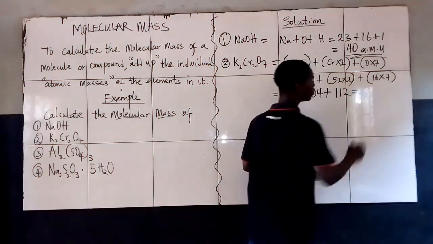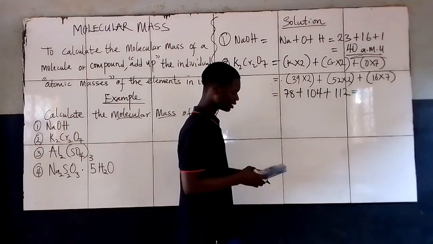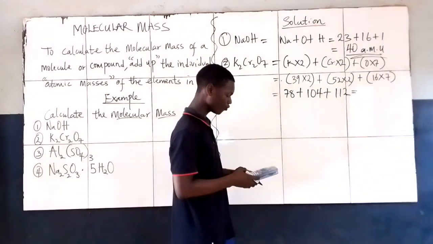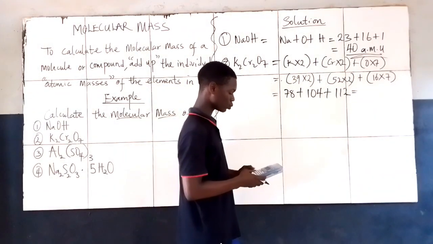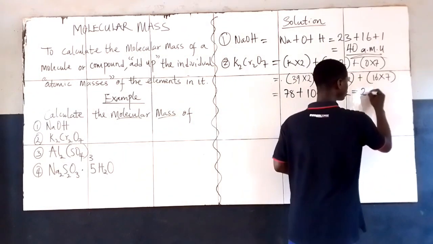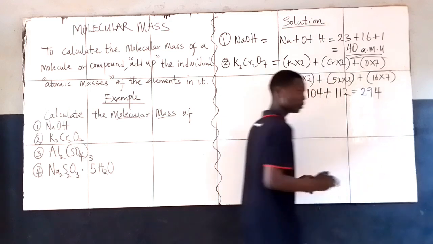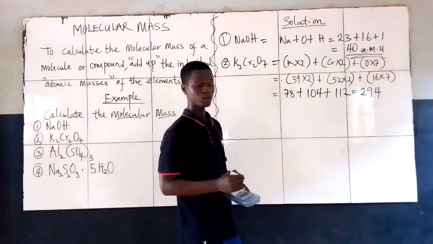Now you have these three values. Add them up and get the final answer. This 78 added to 104 added to 112, and our final answer is 294. What is the unit for molecular mass?